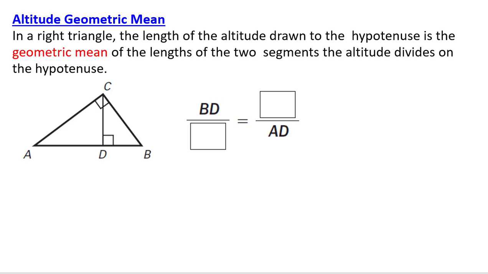Okay, altitude geometric mean. I'm going to be saying this a lot. So when I tell you altitude geometric mean, you need to understand what that means. In a right triangle, the length of the altitude drawn to the hypotenuse is the geometric mean between the lengths of the two segments the altitude divides. So my altitude, CD, is the geometric mean between AD and DB. So notice how I have DB and AD set up. CD is my geometric mean. All you have to do is set up that equation.